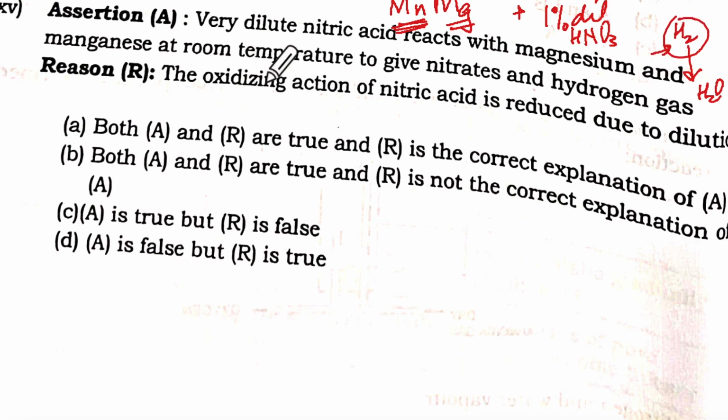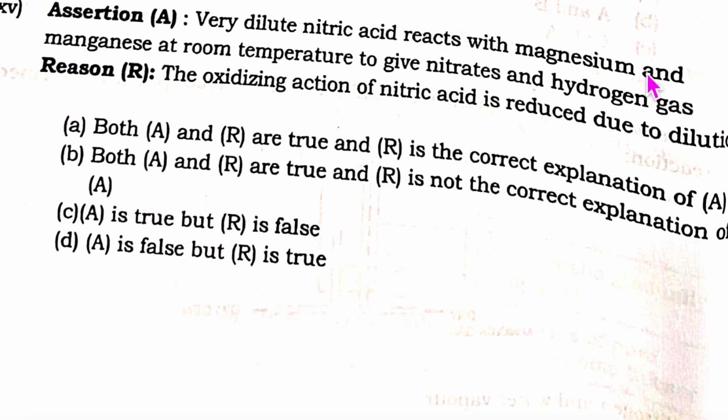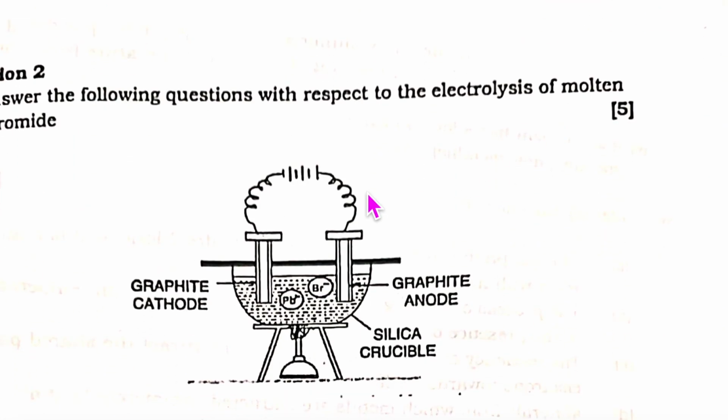So what is the reason? Oxidizing action is reduced due to dilution. So this is true, and this also is true. So both of them are true. Which one is it? Both are true, and R is the correct explanation. Yes. Understanding, right? So we finish with the first question.